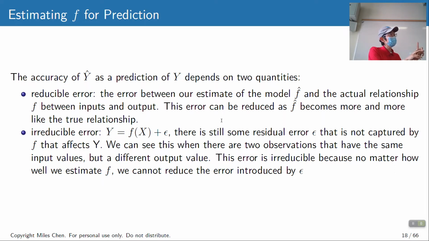We want our model to be as close to the true model as we can get. That's reducible error. The irreducible error is the residual error epsilon. Even if you knew the exact true model, there's still going to be individual differences. Maybe there is some true relationship between all of these physical measurements and someone's weight.